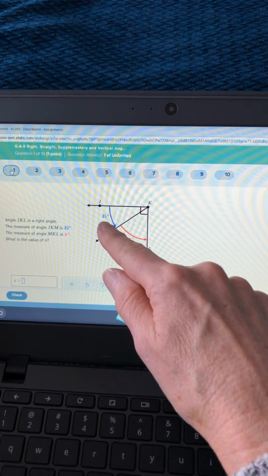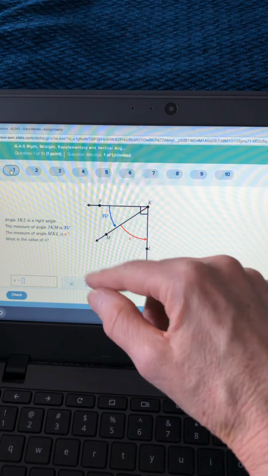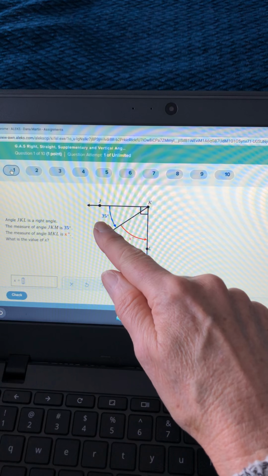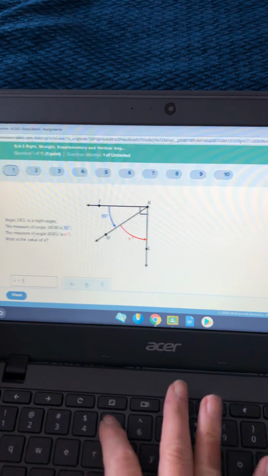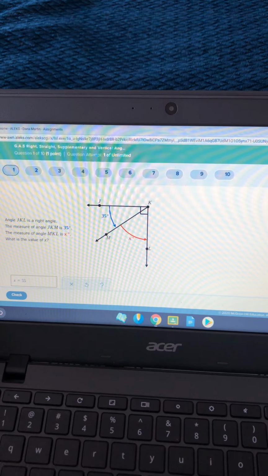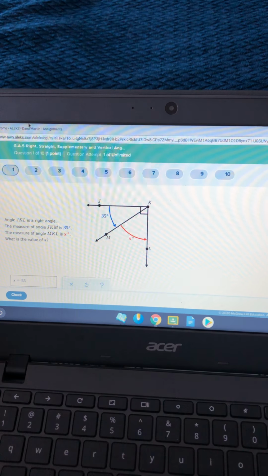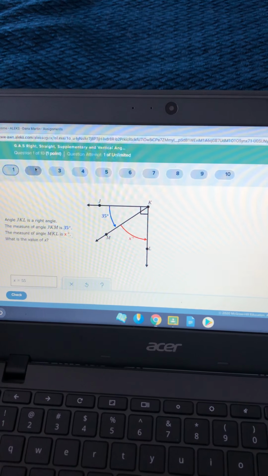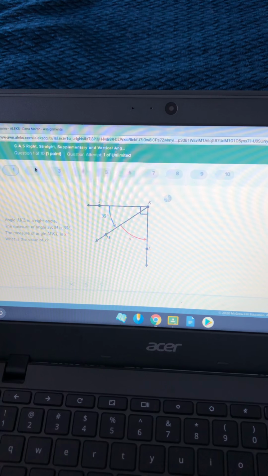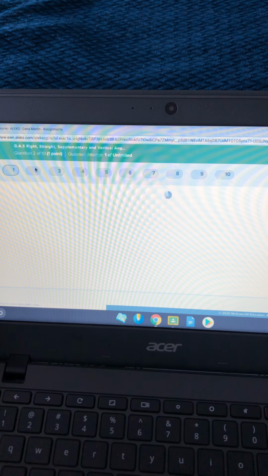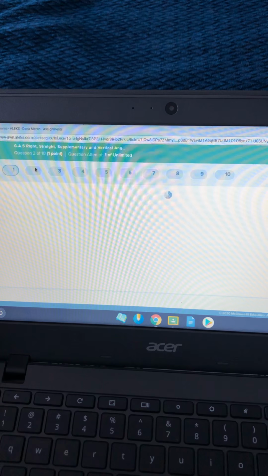Some people are going to want to say 65 because 6 plus 3 is 9, but that makes 100. So you have to go a little bit less. You're going to say 35 and 55 equals 90. Okay? So that's all we have to do. So we're finding the missing angles on these. And there we go. Hopefully.